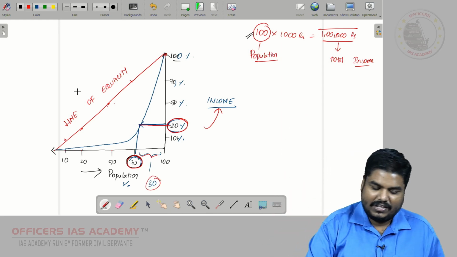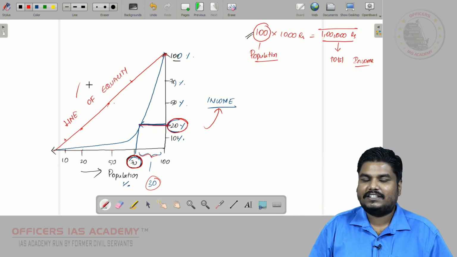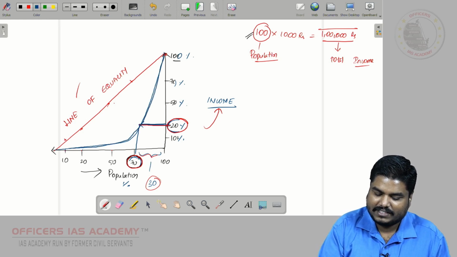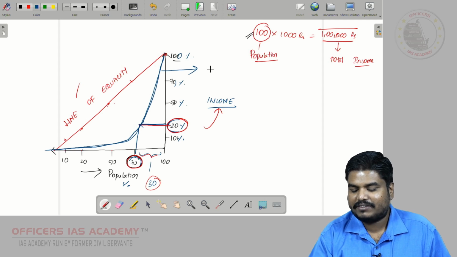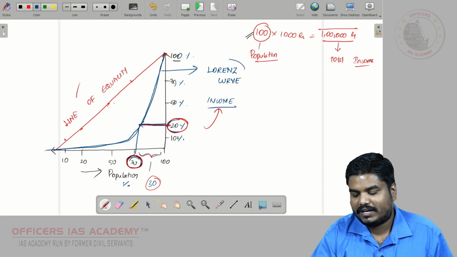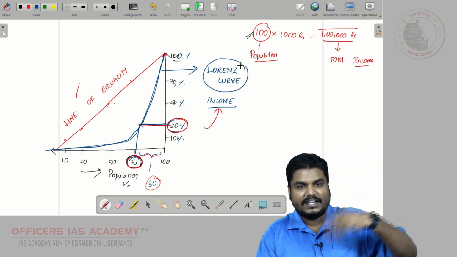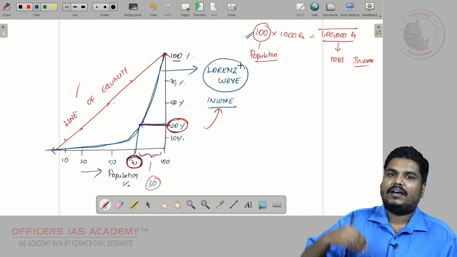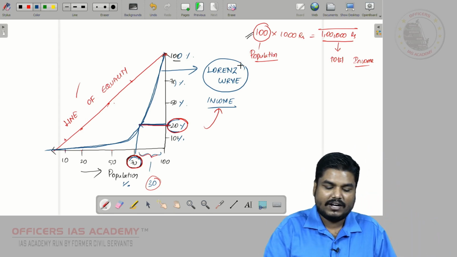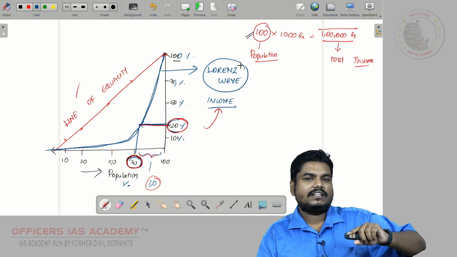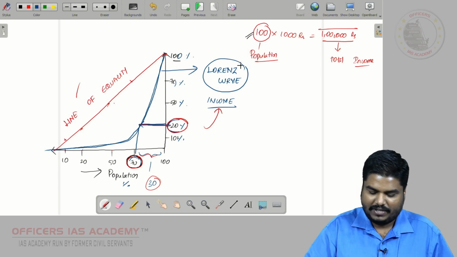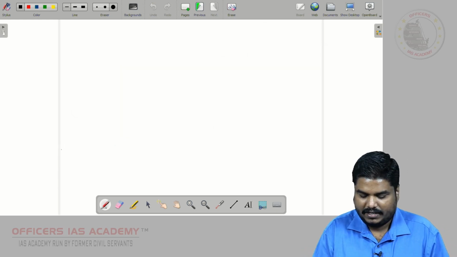So in reality, you will not find a line of equality in any country. You will find only this kind of curve, and this curve is called the Lorenz curve. The Lorenz curve gives a relationship between the income earned and the percentage of people in that country. So now let us try to understand what is Gini coefficient. Okay, so now let me draw once again.